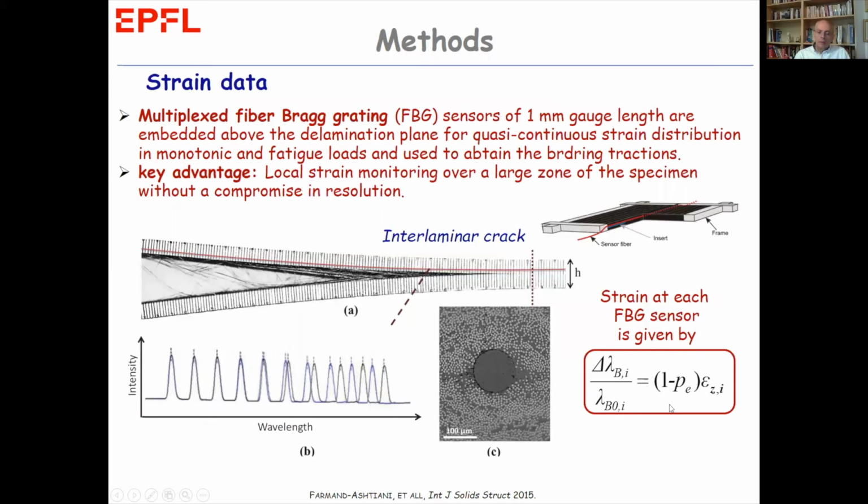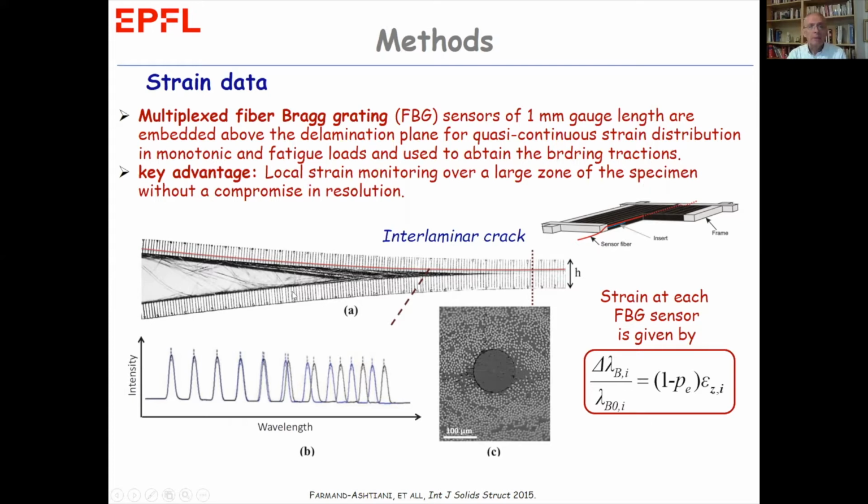Now, we rely a lot on strain data obtained during the experiment to use in an inverse identification method to obtain bridging tractions. These strains are obtained using embedded multiplexed fiber Bragg grating sensors. There are several points in order to obtain a quasi-continuous strain distribution. The optical fiber on which the fiber Bragg gratings are written is embedded during manufacturing above the delamination plane, as shown in this figure.